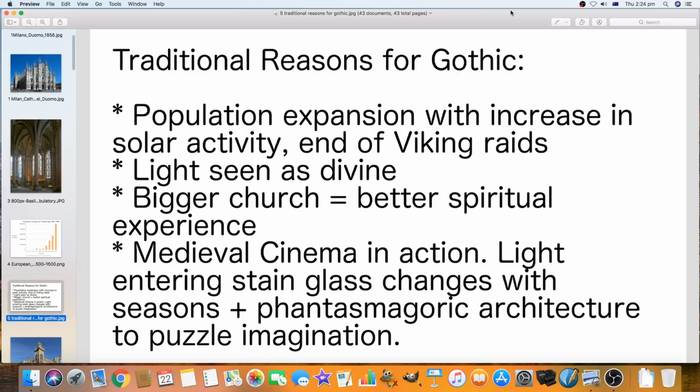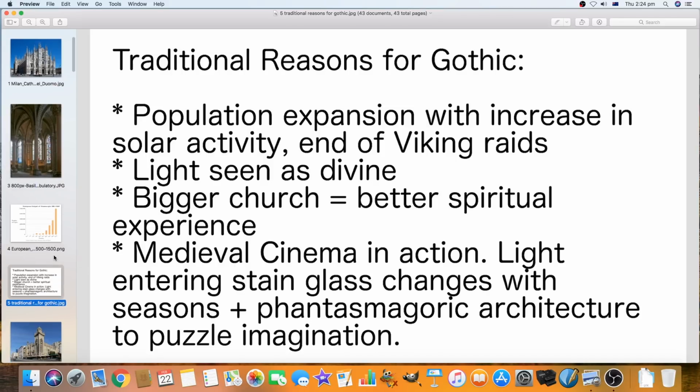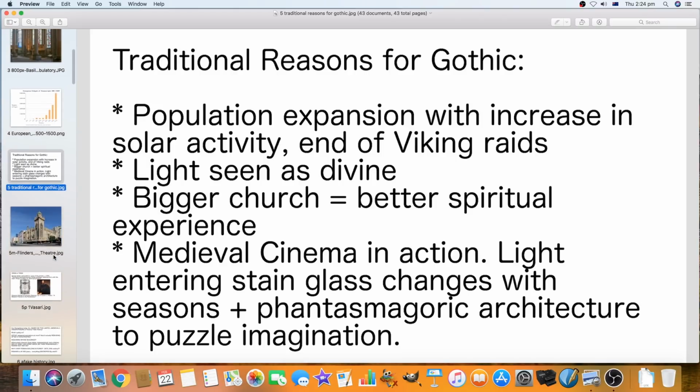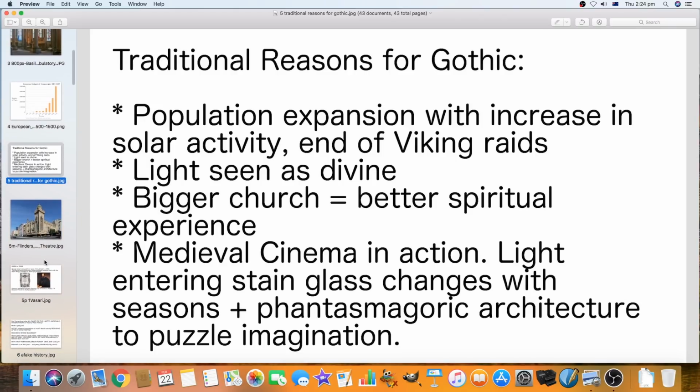Medieval cinema. It is medieval cinema in action, and it changes with the seasons. They aligned churches astronomically east to west so that sunlight would enter from different sides at different times of year, marking auspicious occasions. And of course the phantasmagoric Gothic architecture puzzled the imagination, and that's one of the aims of architecture, to create a puzzle for the imagination.